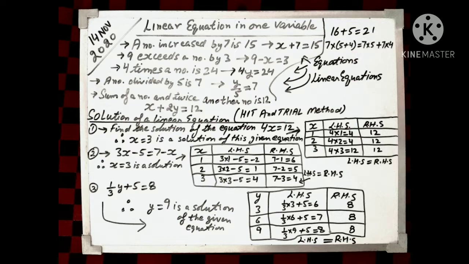Next thing we have to understand here is what is the solution of an equation. A number which makes the LHS, that is left hand side, equal to the RHS, that is right hand side, when it is substituted for the variable in any equation, is said to satisfy the equation and will therefore be called the solution or the root of the equation, right? Solving an equation is actually finding the roots of the equation, and it means one and the same thing.